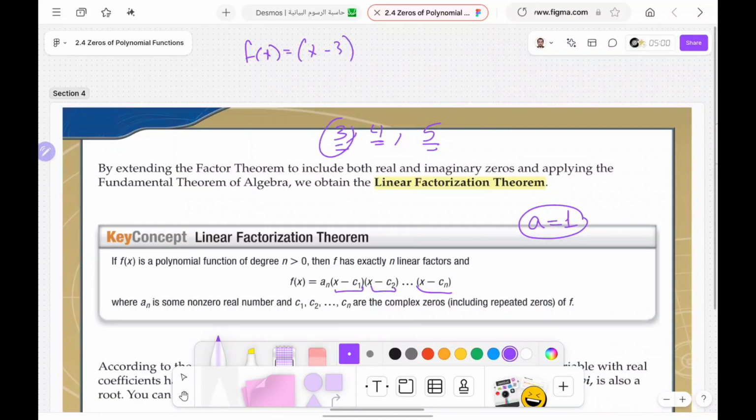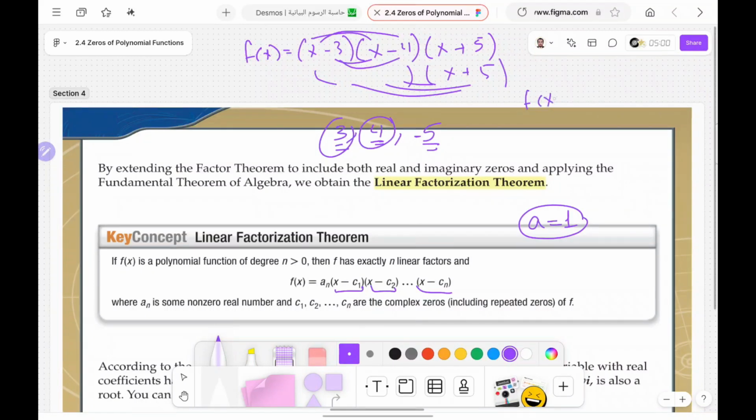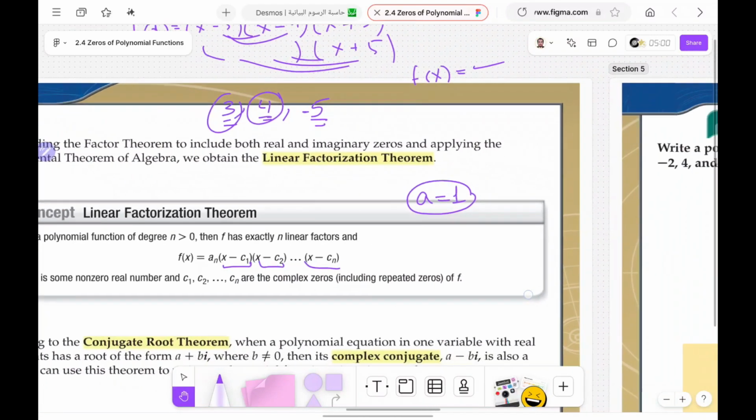take the first one, so it will be x minus 3. The next one, let me put this one again, is 4, so it will be x minus 4. And this one is negative 5, so you have to take x plus 5. You always take the opposite sign. Then you have to use the distributive property, and you do the distributive property again, until you get the polynomial f of x equal to something. So this is the way of solving the question, or finding the polynomial.